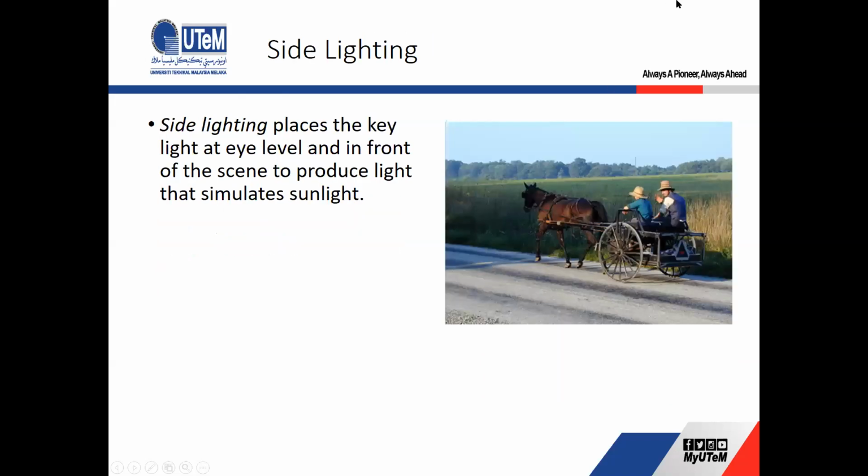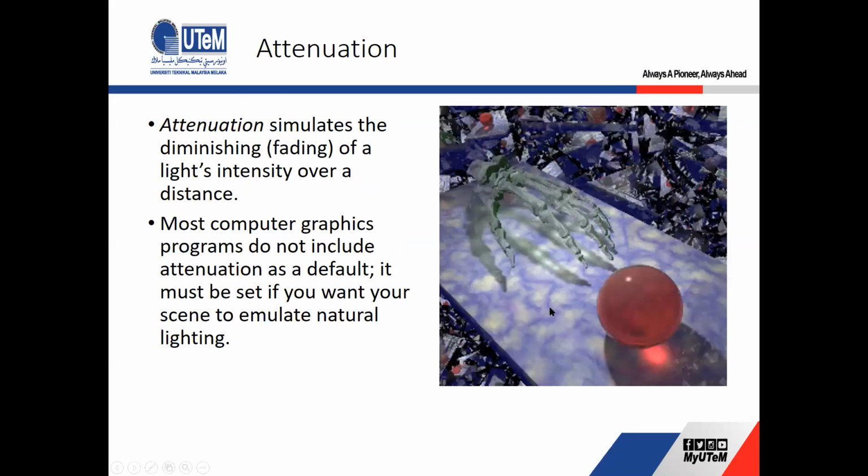Okay, this is side lighting. You can see this is the shadow here. The light is from here. Side lighting places the key light at a level in front of the scene to produce light that simulates sunlight. Okay, again, the concept of side lighting is like this.